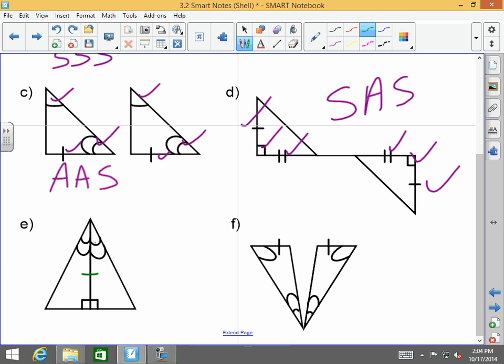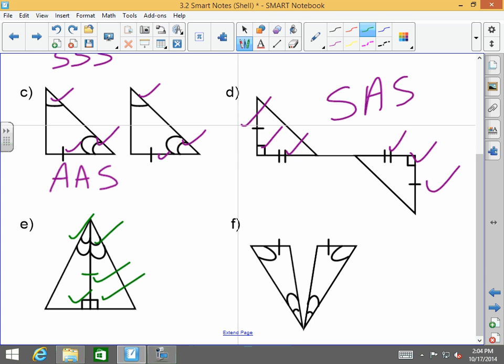So we have an angle. The side is congruent to itself, right? Because it's reflexive. And then we have the other angle here. So this one's angle, side, angle. That reflexive property likes to sneak up on you a lot here. Be careful with that. How about F?